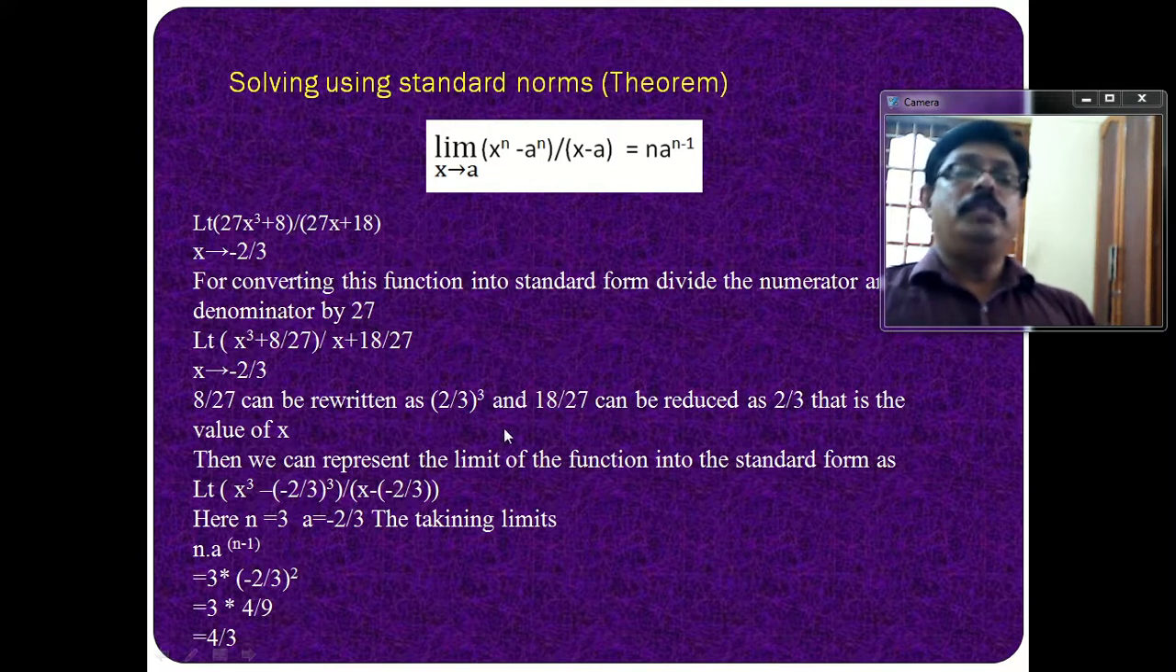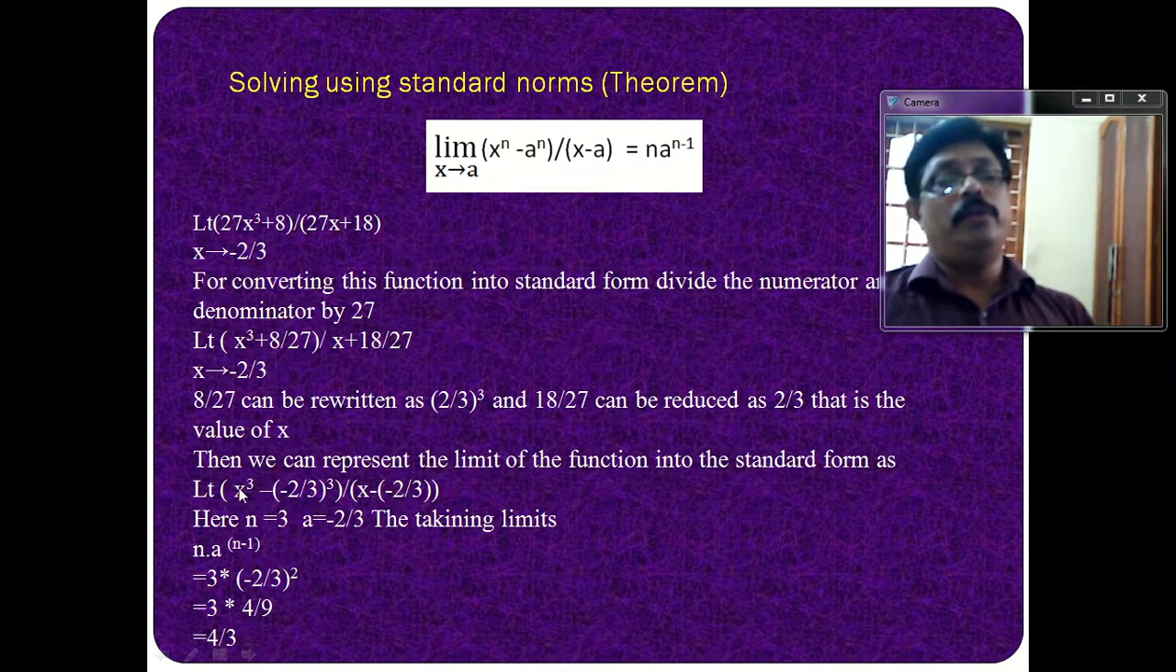So substitute these values here. Then the function will become x cube minus... here actually it is plus, but our a value is minus, so you will have to use minus here. The a value is minus 2 by 3 the whole cube, and when you remove the bracket, it will become plus. Then likewise in the denominator also, x minus minus 2 by 3.